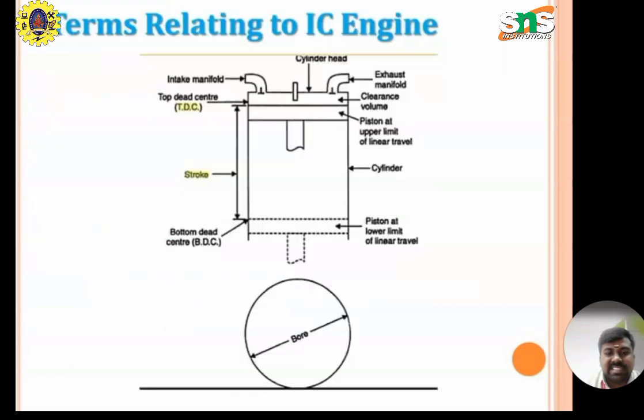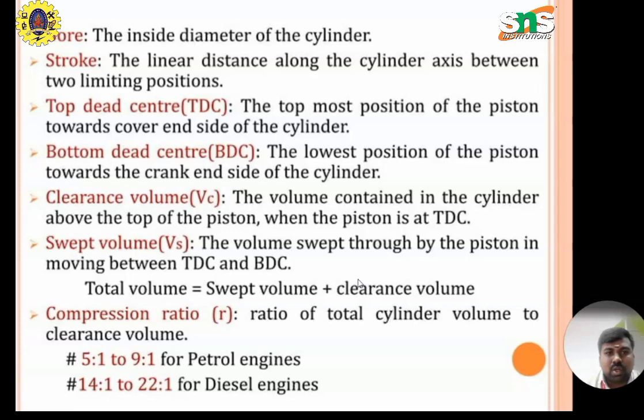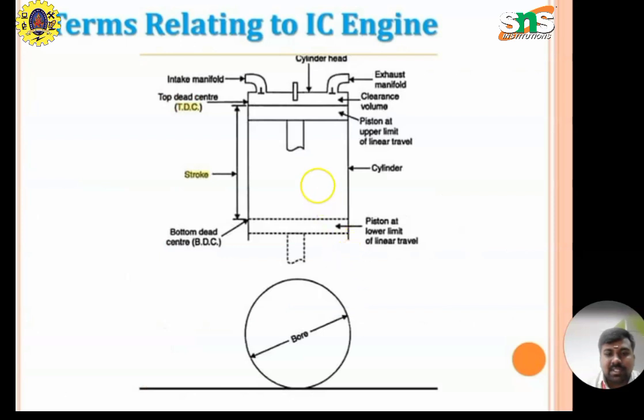Bore, it is the inside diameter of the cylinder. Then stroke, the linear distance along the cylinder axis between the two limiting positions. That means the distance of the movement of the piston from top dead center to the bottom dead center. It is called a stroke.